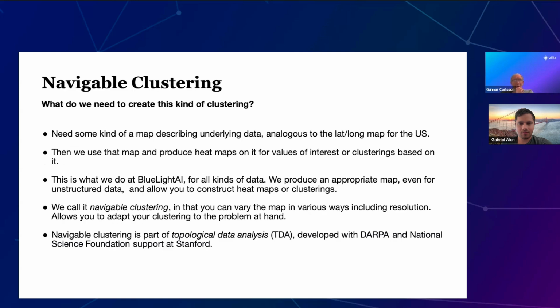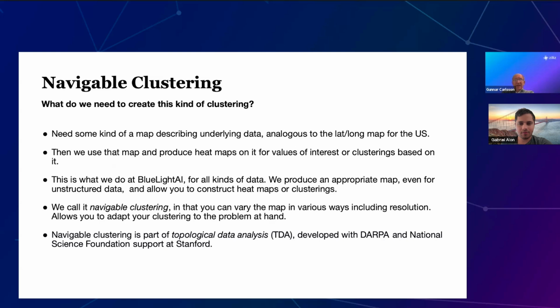So, questions: what do we need to create this kind of clustering? We need some kind of a map, not an actual geographic map, but some other map in the form of a graph, analogous to that lat-long map for the US. And we use that map and produce heat maps and cluster based on that map instead of the map of the US. So this is what we do at Blue Light AI for all kinds of data. We produce an appropriate map, even for unstructured data, and allow you to construct these heat maps and clusterings.